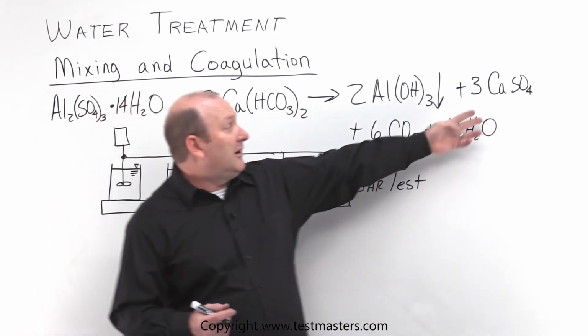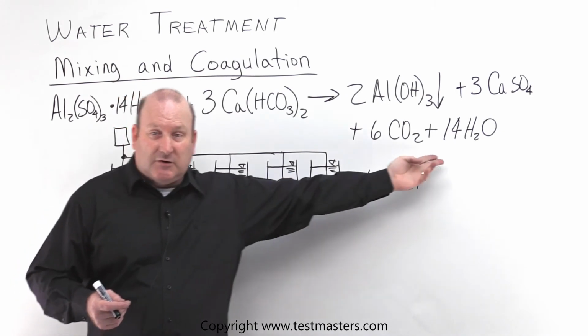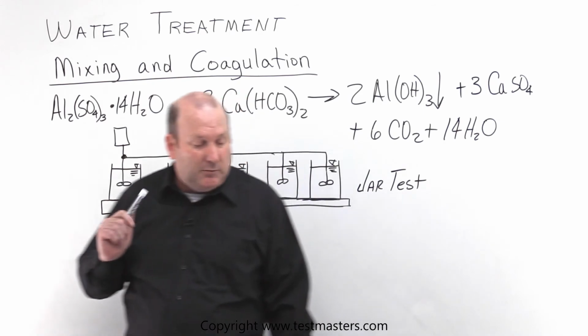Byproducts produced with this reaction include calcium sulfate and carbon dioxide, and of course that 14H2O comes from the hydrated alum or aluminum sulfate.